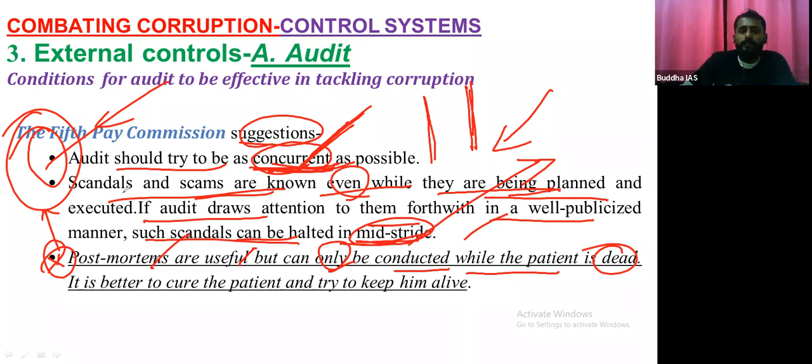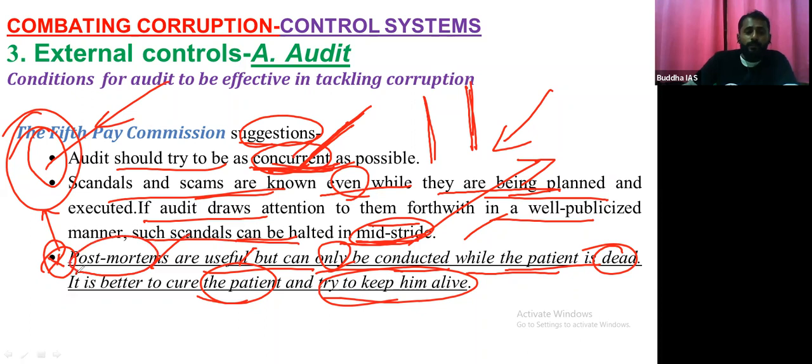right? Similarly, in audit, if they are not concurrent, already corrupt activity has been done. There is already looting. After that, we'll find out whether the things are right or wrong. Postmortems are useful, but can only be conducted when the patient is dead. It is better to cure the patient and try to keep him alive. So, to keep the patient alive, postmortem reports are not that efficient.